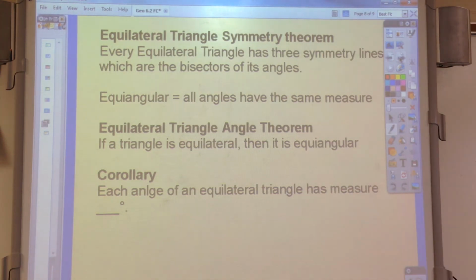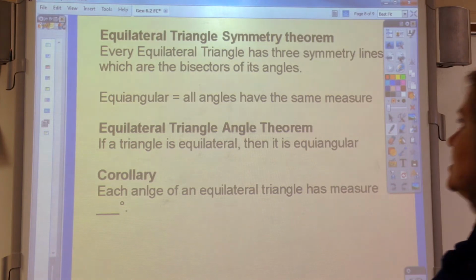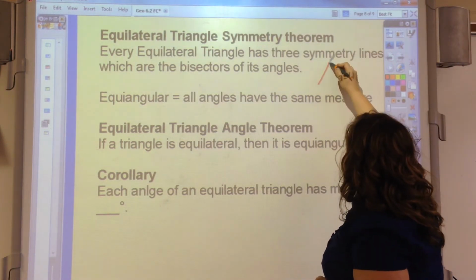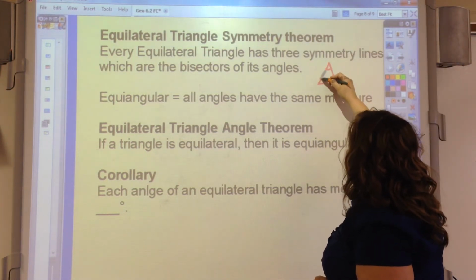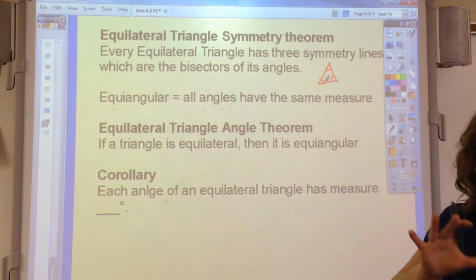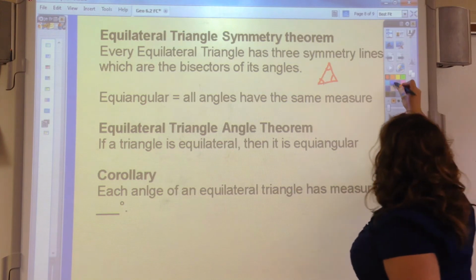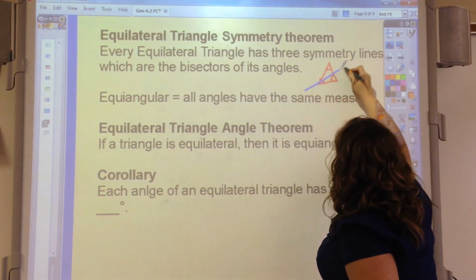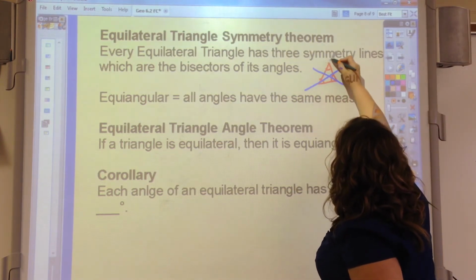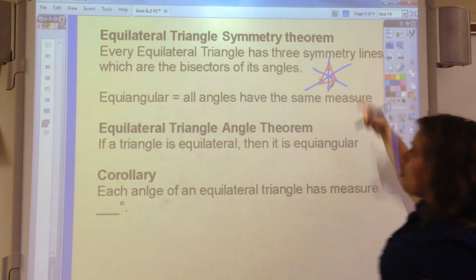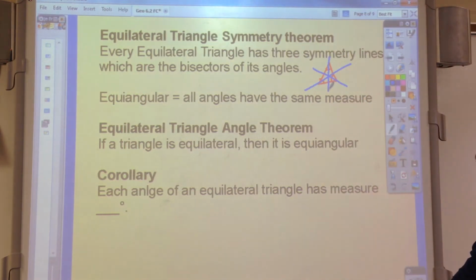Equilateral triangle symmetry theorem. Every equilateral triangle has three lines of symmetry, which are the bisectors of its angles. If I have an equilateral triangle, we know that each angle must equal 60, so that our total is 180. What we're saying here is that we have a line of symmetry here, here, and here, and all of those are bisectors of our angles.